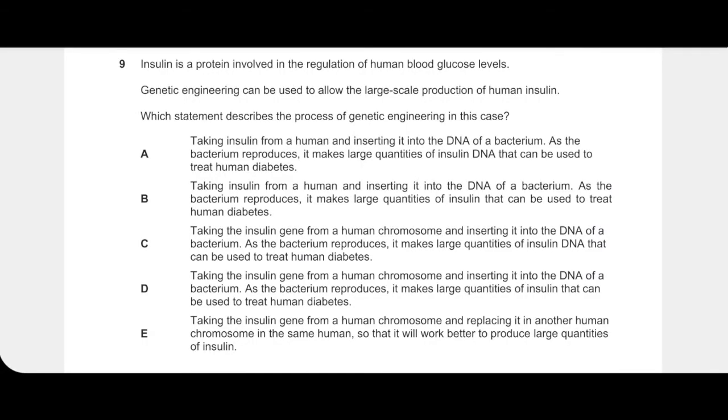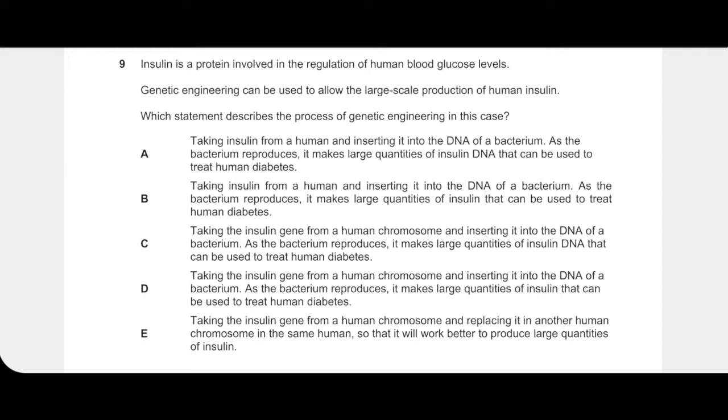Insulin is a protein involved in the regulation of human blood glucose levels. Genetic engineering can be used to allow the large-scale production of human insulin. Which statement describes the process of genetic engineering in this case? So, instead of going through each of these options, I'm going to talk through the process of mass producing insulin.